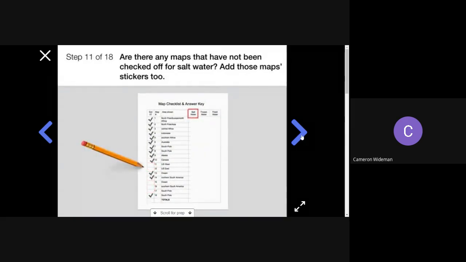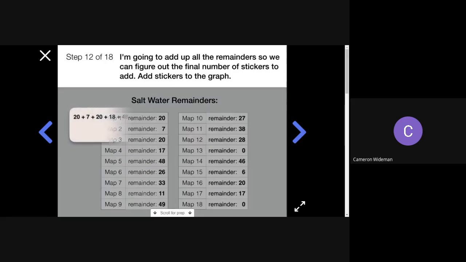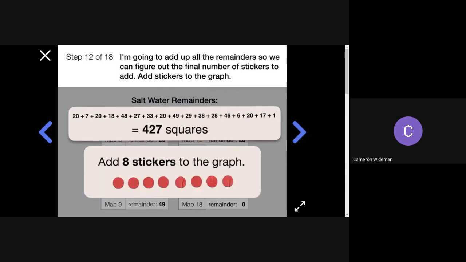Are there any maps that have not been checked off for saltwater? Add those map stickers too. We're almost done with the saltwater. I'm going to add up all the remainders for you now so we can figure out the final number of stickers to add. Have someone add stickers to the saltwater graph.